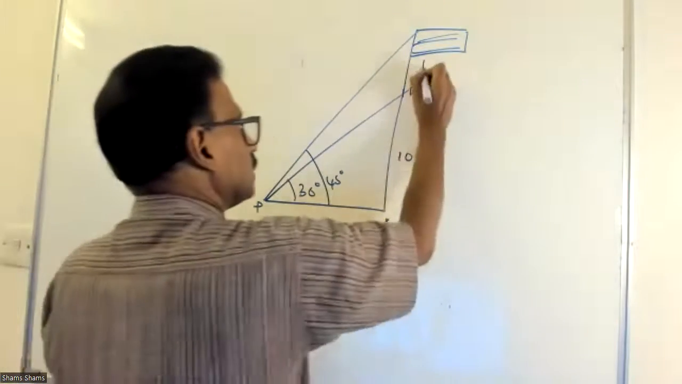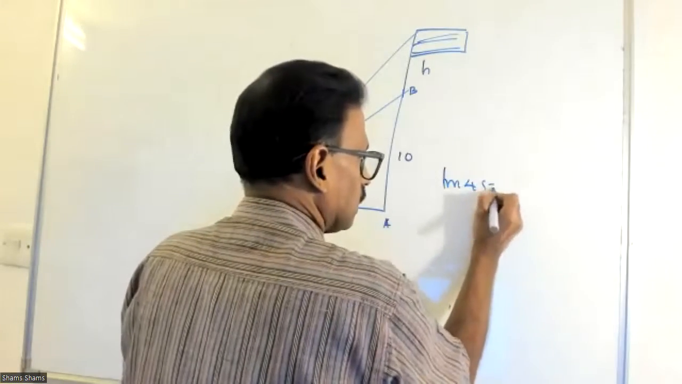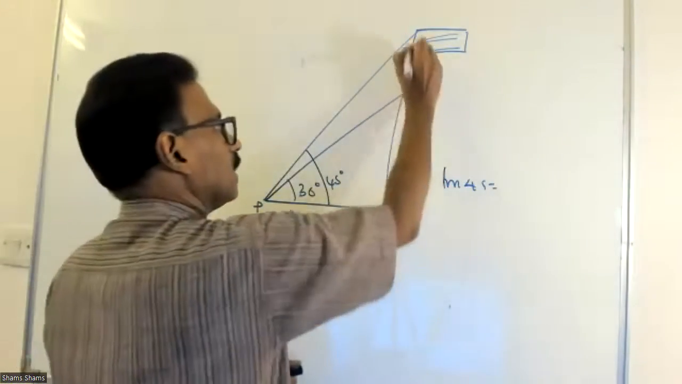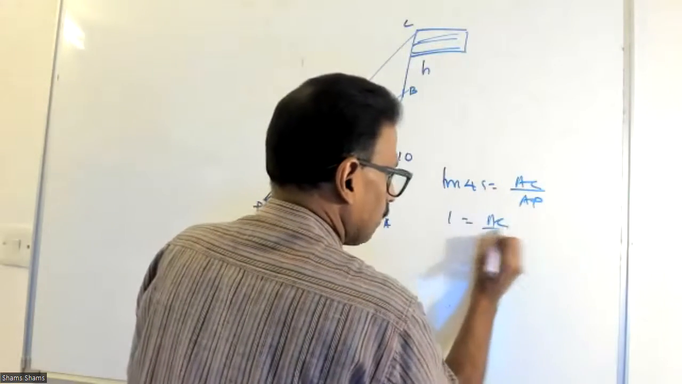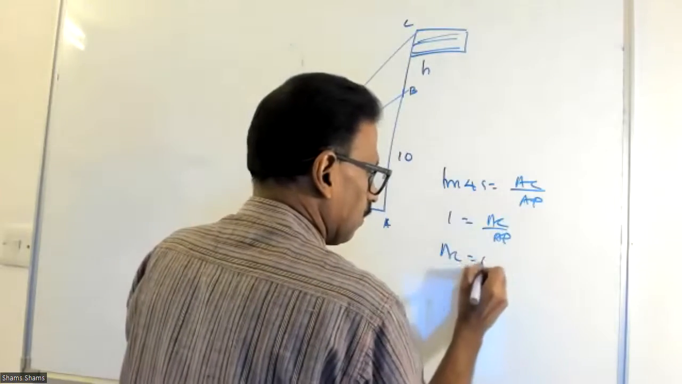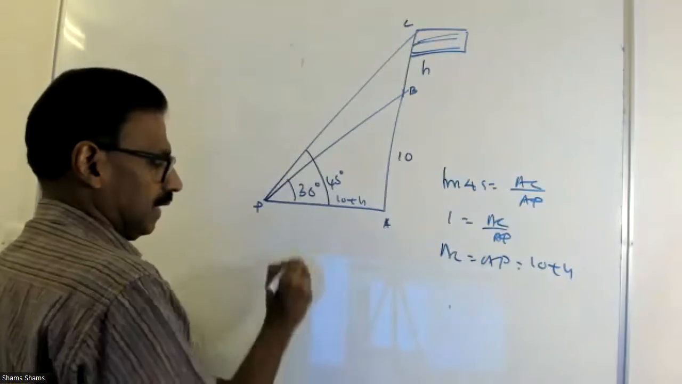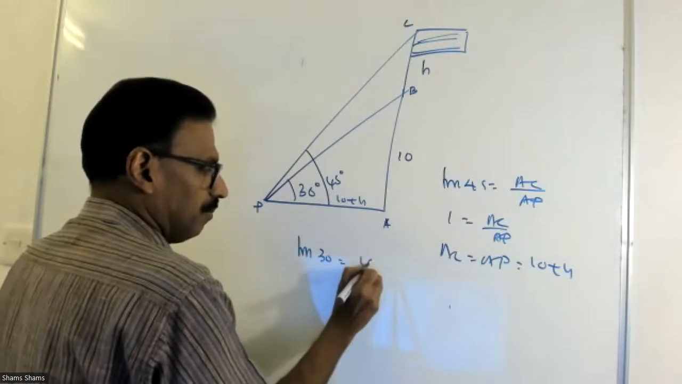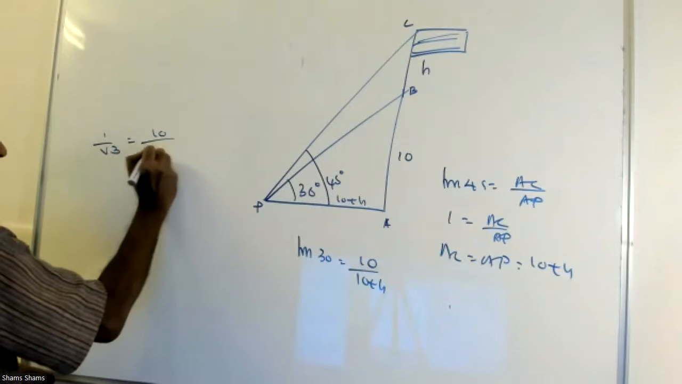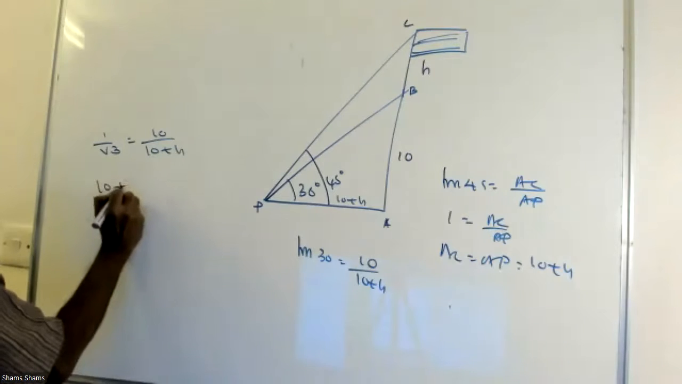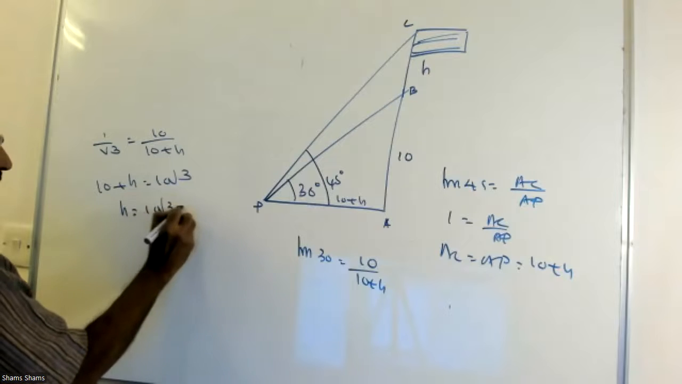So here is H. Now look at here. Tan 45, I took first. Tan 45 is AC divided by AP. So 1 equal to AC by AP. So AC equal to AP equal to 10 plus H. This also 10 plus H. Then tan 30 equal to 10 by 10 plus H. 1 by root 3 equal to 10 by 10 plus H. 10 plus H equal to 10 root 3. H equal to 10 root 3 minus 10.